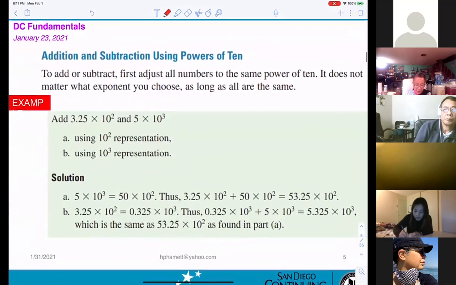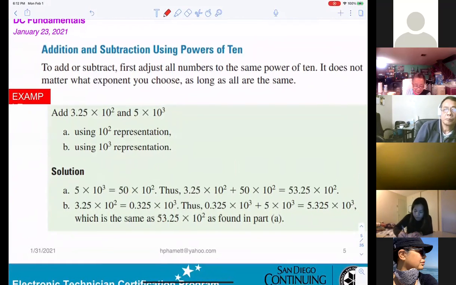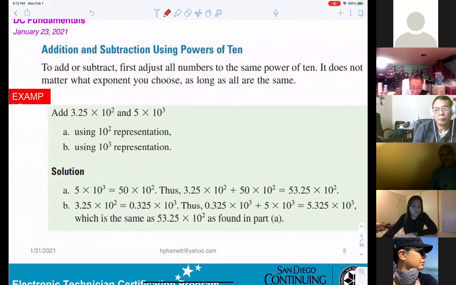Now they're talking about addition and subtraction. To add or subtract, first convert all numbers to the same power of 10. It does not matter what exponent you choose, as long as they are the same.